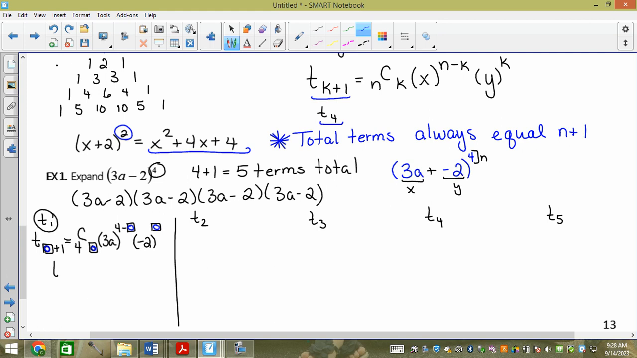Term 1 equals, what's 4 choose nothing? 1. Now this is the problem. Here is where the absolute most errors happen, at this very next moment. What's 4 minus 0? It's a 4. We agree? Everyone will write 3a to the 4, which is wrong.